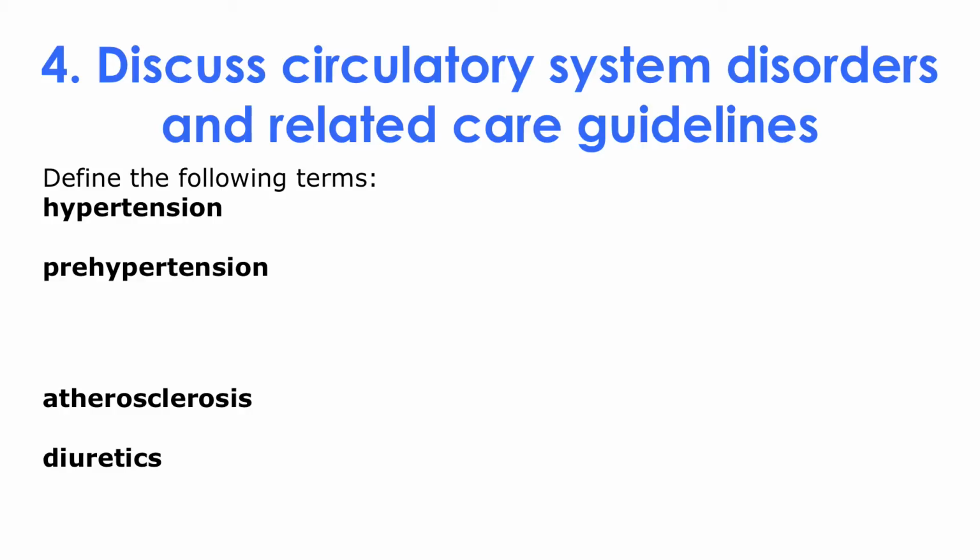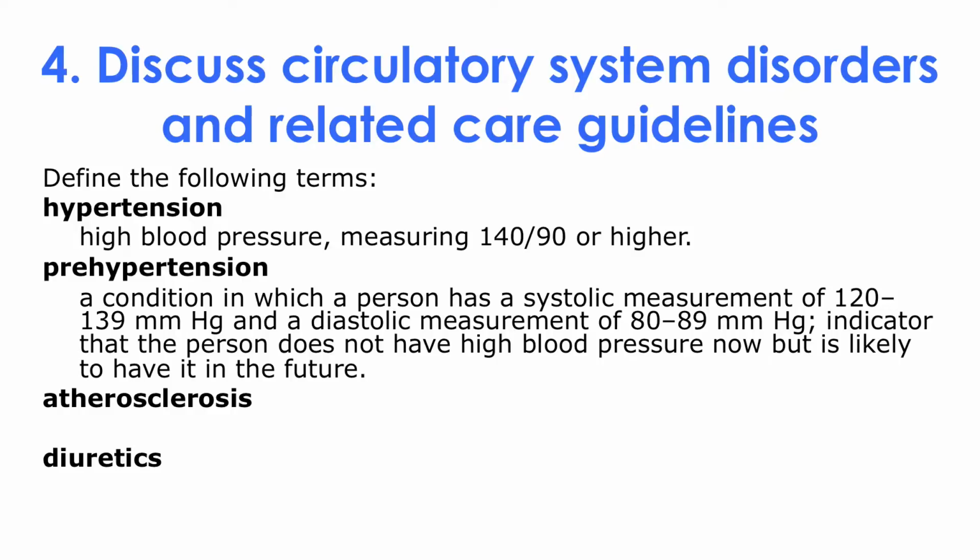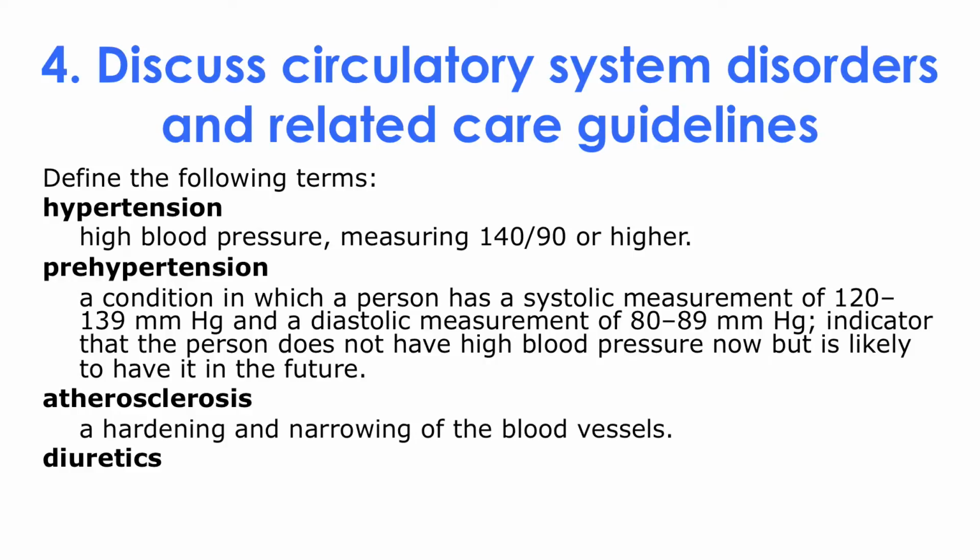All right. Let's look at a lot more terms, and one of them is hypertension. We talked about this earlier on. Hypertension is high blood pressure, typically meaning your blood pressure is measuring above 140 over 90. Okay, your systolic and your diastolic, 140 over 90 or even higher. When we talk about pre-hypertension, that's a condition in which a person has a systolic measurement of 120 to 139 and a diastolic, which is the lower number, between 80 to 89. So that's an indicator that the person does not have high blood pressure now, but more likely it is coming. Now, atherosclerosis is hardening or the narrowing of the blood vessels.